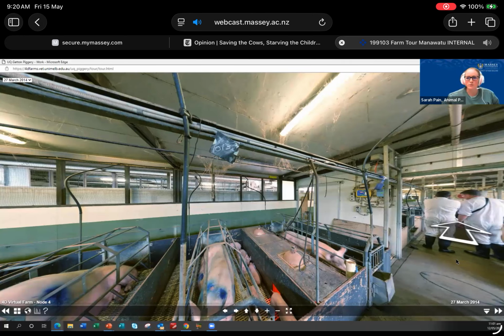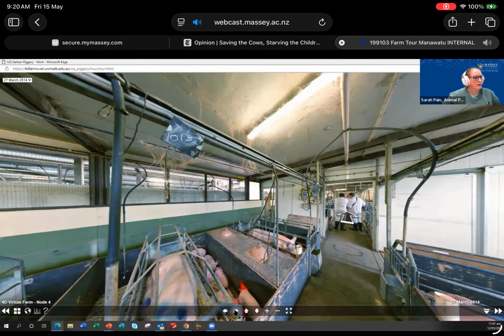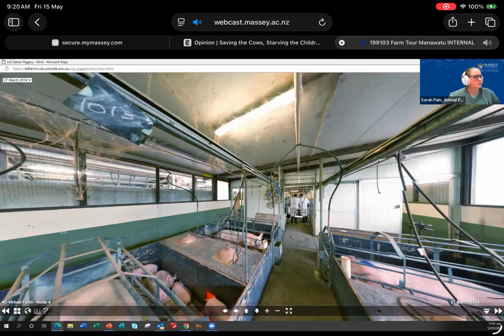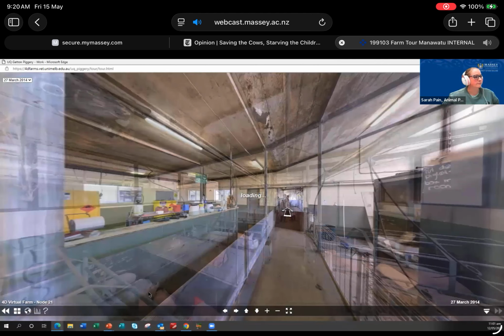Ones that are a little bit more suitable to outdoor farming systems. Okay, so this is the farrowing house. I'll just keep clicking on things.